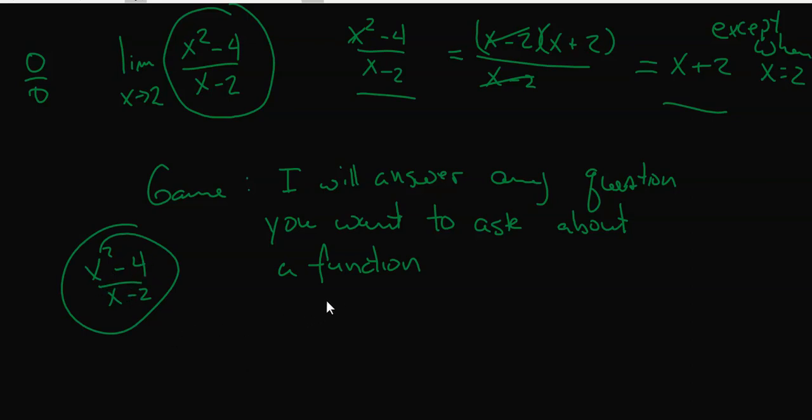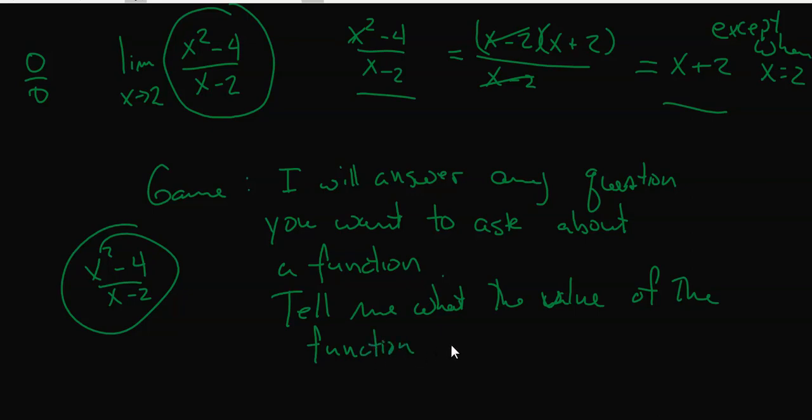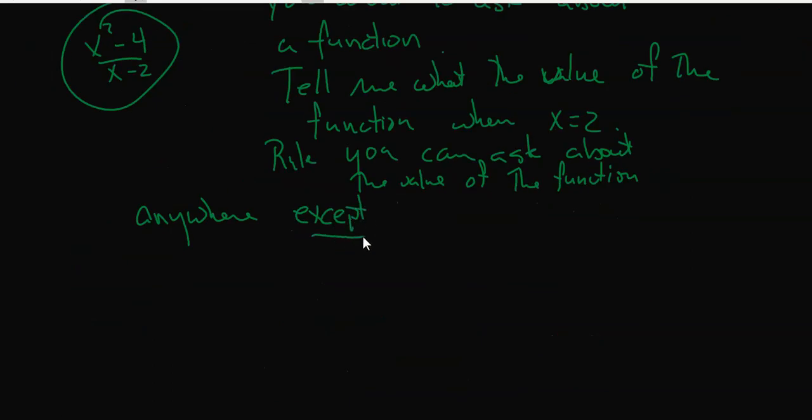And your job in this game is to tell me the value, remember what we mean by value, it means the height, what the value of the function is when x equals 2. So that's what you have to do in the end, is tell me what you think the value of the function is, in other words, what the height of the function is when x equals 2. And the rule is you can ask me about the value of the function anywhere except for 2, and then your job is to guess what it is at 2.